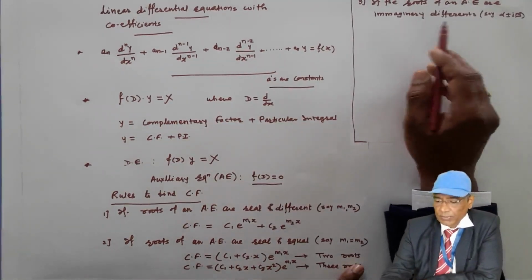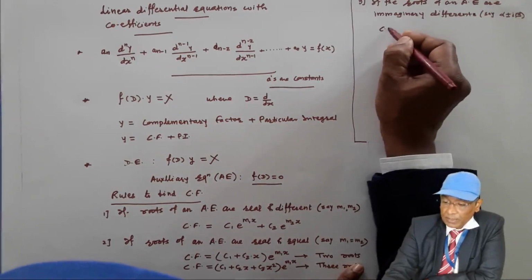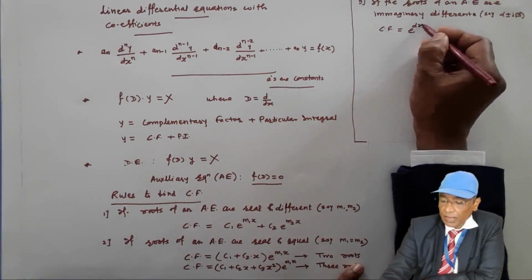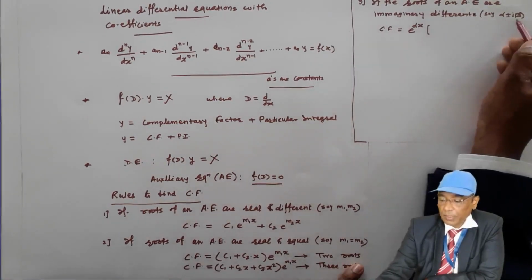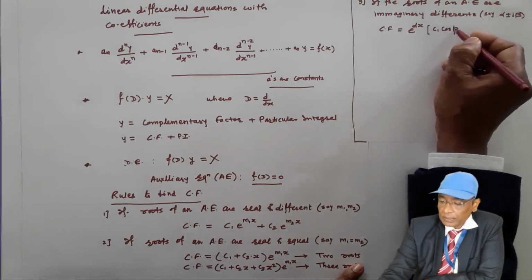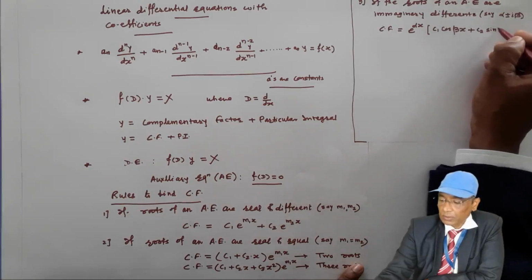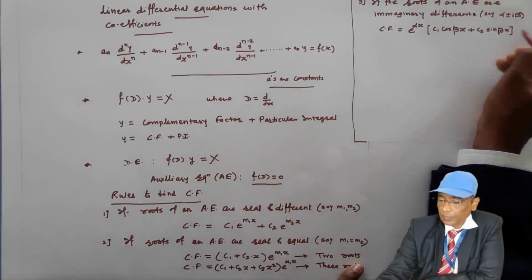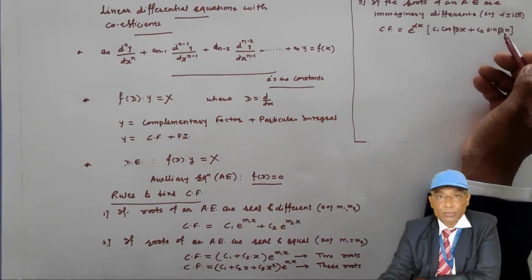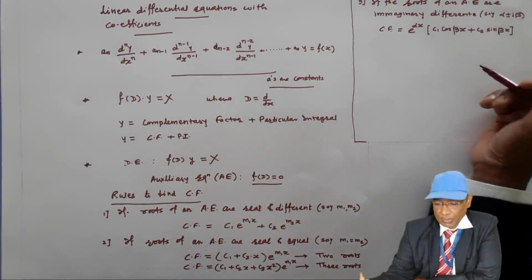If roots of an auxiliary equation are imaginary and different, then the complementary factor is what? How to write? e raised to power alpha x, this is the real part of the complex number, and C1 cos of beta x plus C2 sin of beta x. Okay, this is the complementary factor for imaginary and different roots. But this case I have written only for two roots, which are of the type alpha plus minus i beta.